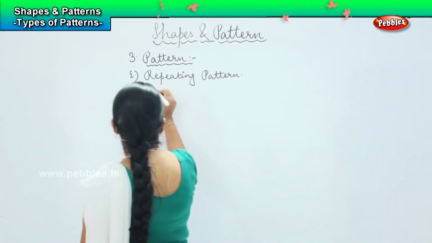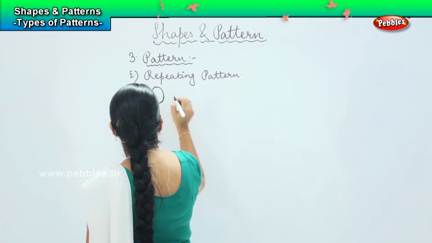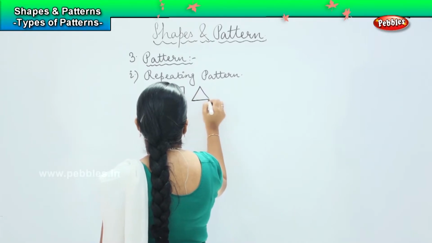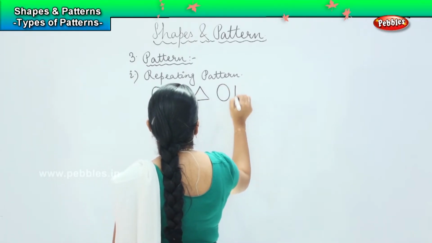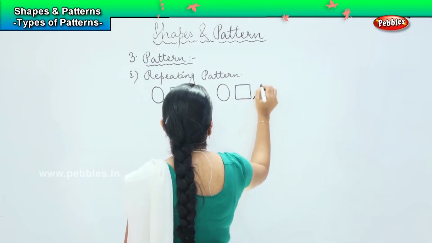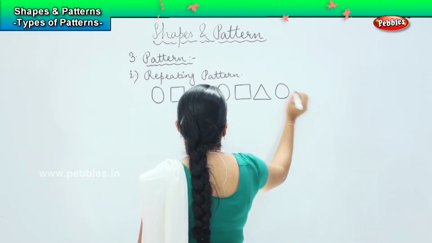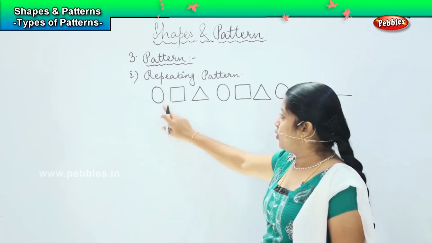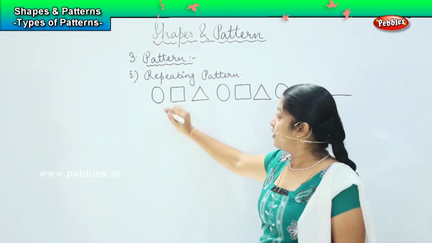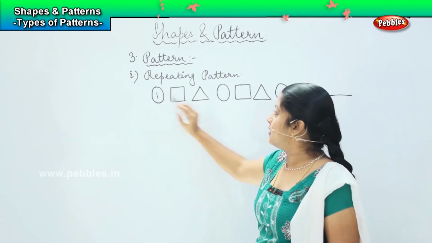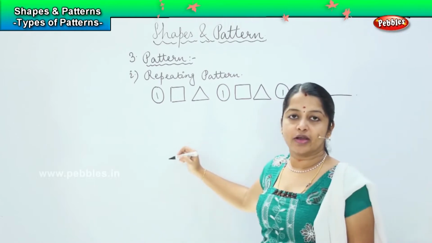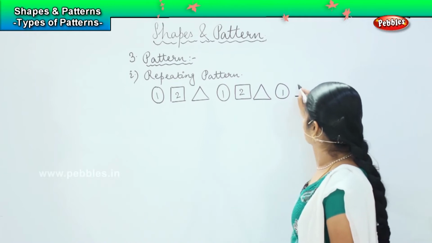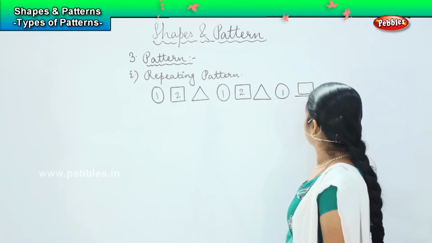Now, for example, if I draw a circle, then I draw a square, I draw a triangle. Again, I draw a circle, a square, a triangle, then circle. And suppose if I ask you to fill in the blanks, what will you do here? So, you will see what is the first figure, right? The first figure is the circle. Then what is the second figure? It is a square, right? So, the second figure, which means that here also it should be a square.